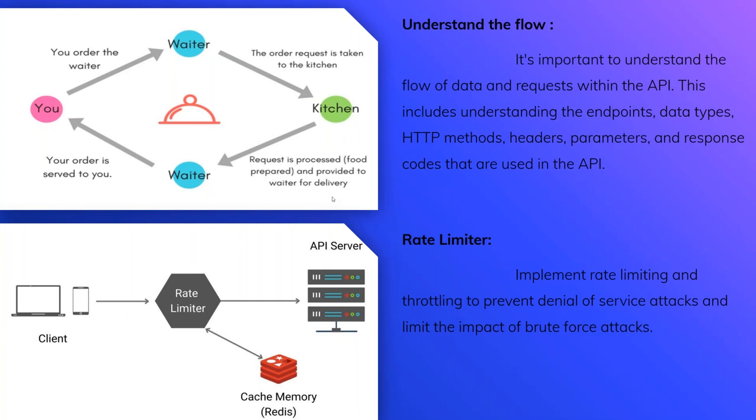So availability is the main thing in the CIA triad that cybersecurity follows. In order to maintain the availability, we need to implement the rate limiter here in the API as a best practice. By implementing the rate limiter, organizations can ensure that the requests are processed fairly without negatively impacting the availability and the performance of the API. Yeah, that's all about the rate limiter.